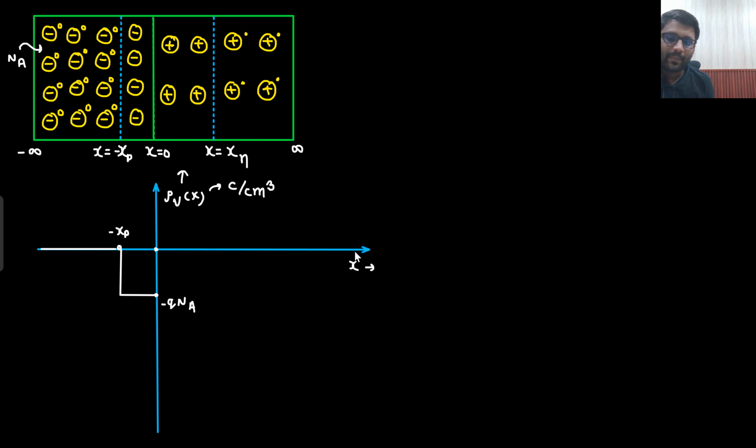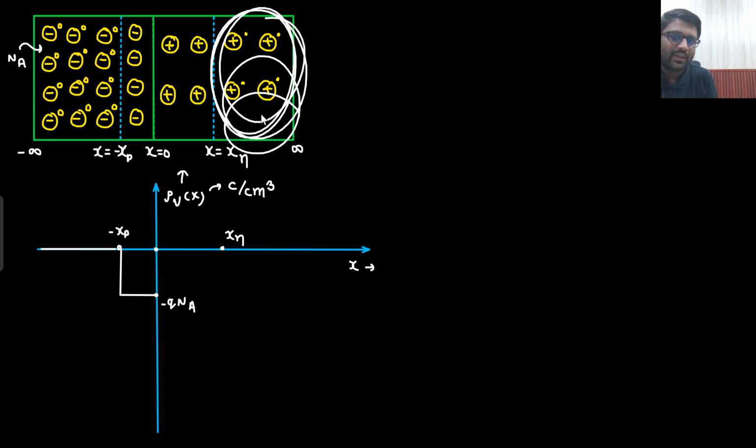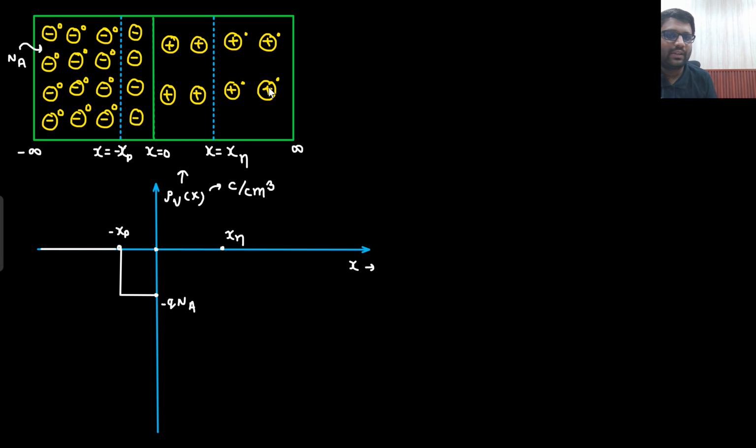When you go from plus infinity to xn, in this much region, how much charge are you having? 0 charge. Positive cancels out with negative, positive cancels out with negative. So 0 charge you are having from infinity to xn.